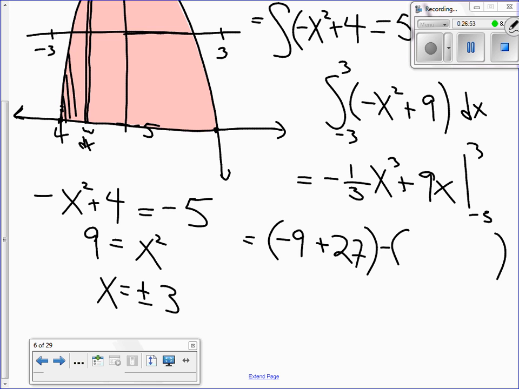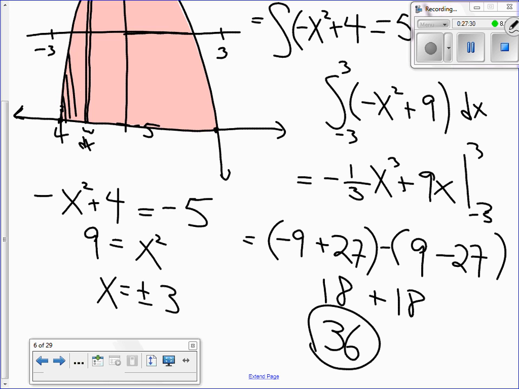Okay. Now we plug in the lower limit, the negative 3. So negative 3 cubed is negative 27 times negative 1/3, positive 9, plus 9 times negative 3, minus 27. So we have negative 9 plus 27, we said was 18, minus negative 18. So plus 18. 36 is the area of that enclosed region.